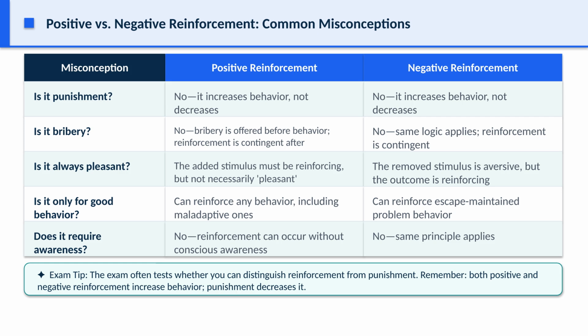In practice, a client may find a particular edible reinforcing even if it's not universally pleasant. An escape-maintained problem behavior is a classic example of negative reinforcement in action. Finally, reinforcement does not require the learner's awareness. It can shape behavior automatically. On the exam, you'll need to identify these contingencies in scenarios, so focus on the function. Does the behavior increase because something is added or removed? That distinction is the core of Task B.4.